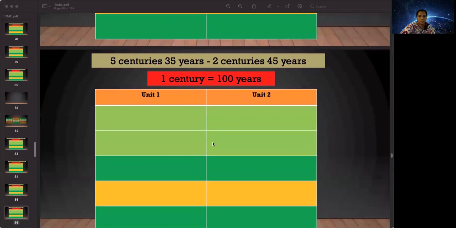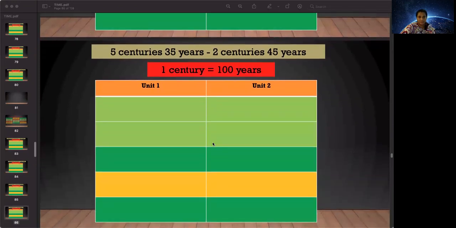Now let's look at one more last question on subtraction. How about if we had centuries? We had to deal with centuries. Now remember, 1 century is 100 years. Now our question here is 5 centuries. So this is for centuries and this is for years. 35 years, okay. Take away 2 centuries and 45 years.